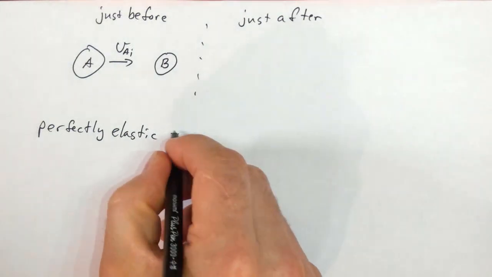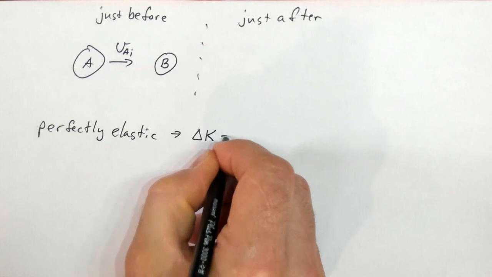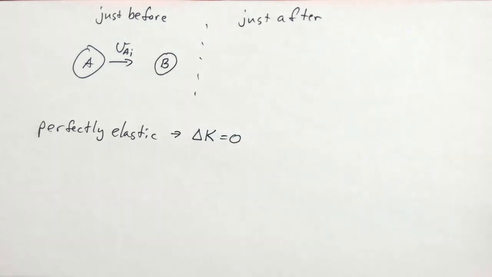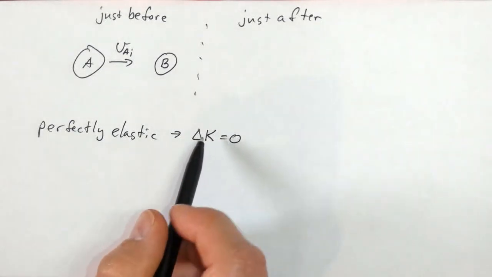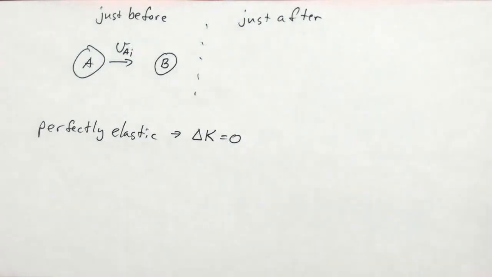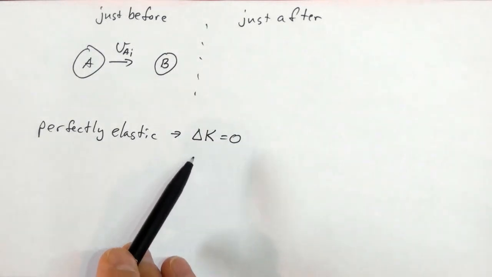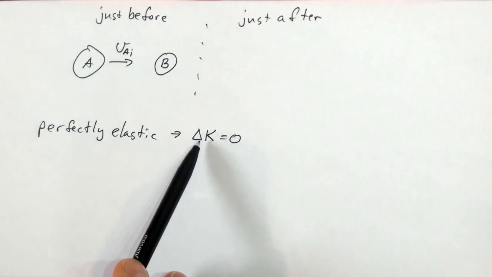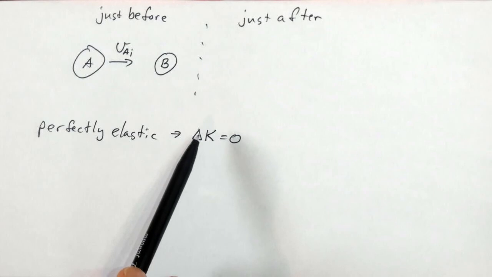perfectly elastic means not only is delta P 0, but delta K is 0 as well. Delta K is the kinetic energy, so the total kinetic energy at the start is the same at the end. Now, there are not very many real-life situations that can be approximated to this. There are no real-life situations where this is totally true, 100% true. But there are enough real-life situations where this is close to being true.